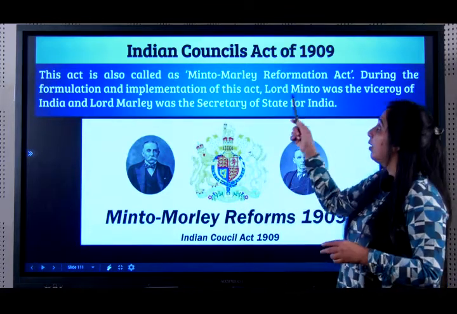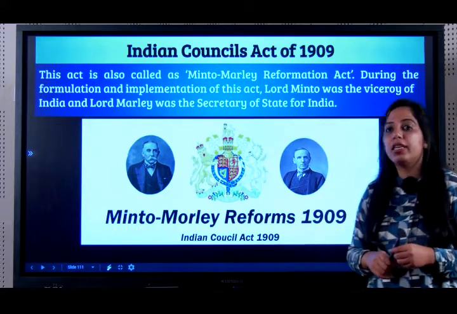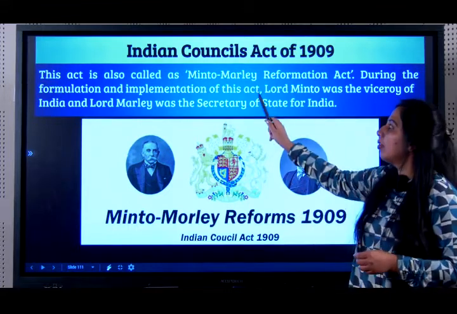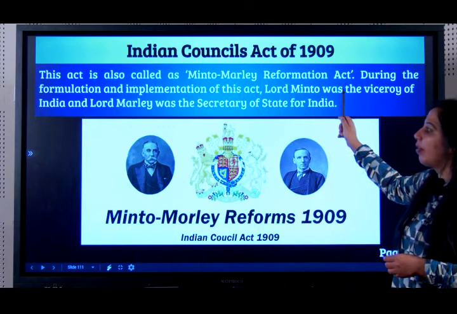So let's look at what the Indian Councils Act of 1909 did. It's also called the Minto-Morley reforms.